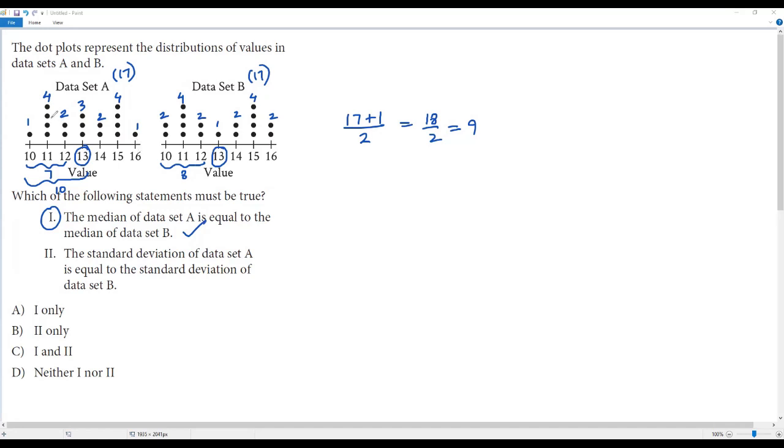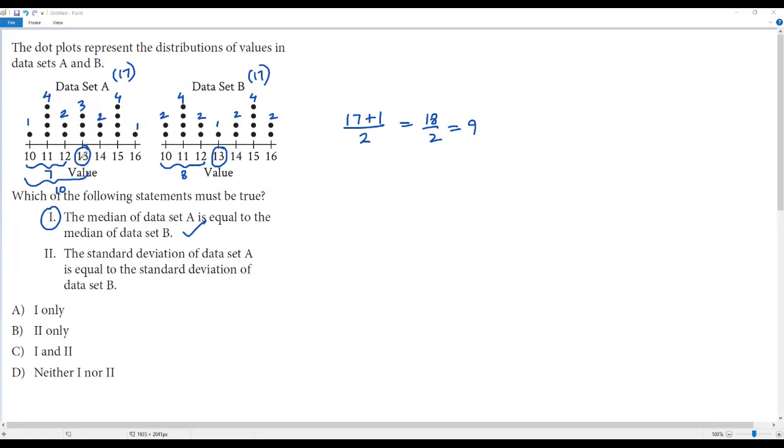Here let's consider dataset A. Already we got the median, that is 13. On the left side of the median, let's count the number of values. We have 1, 4, 2. There are 7 values on the left side of the median, and there are 7 values on the right side of the median. Since we have an equal number of values on the left side and the right side of the median, dataset A can be considered as symmetric.